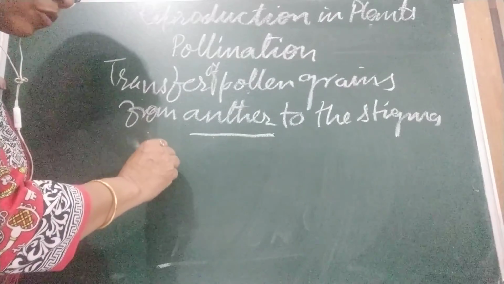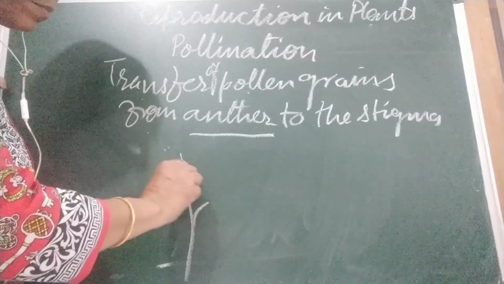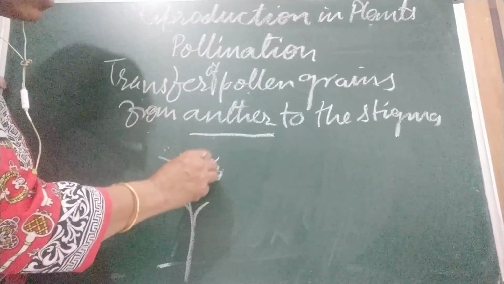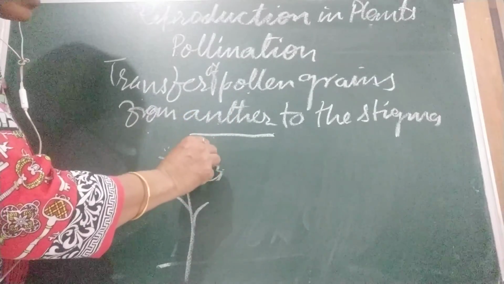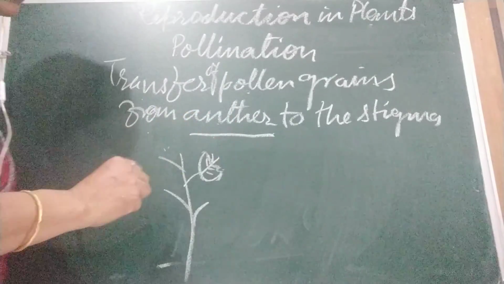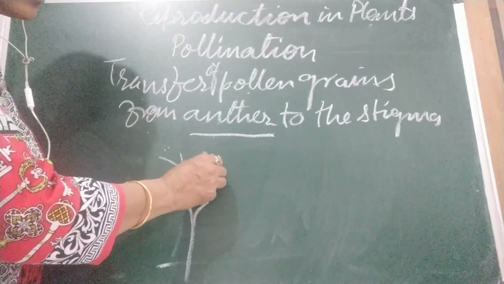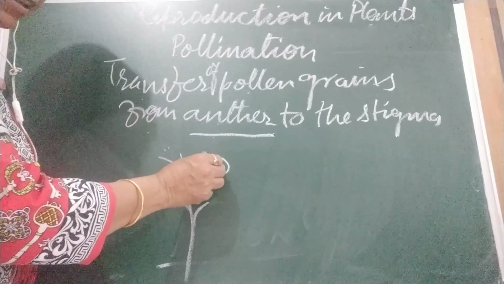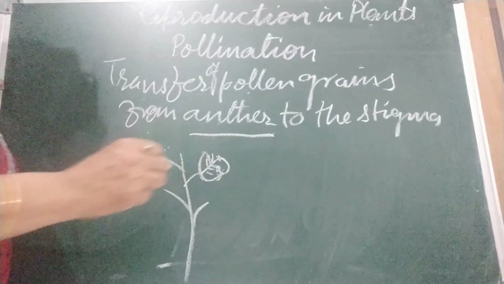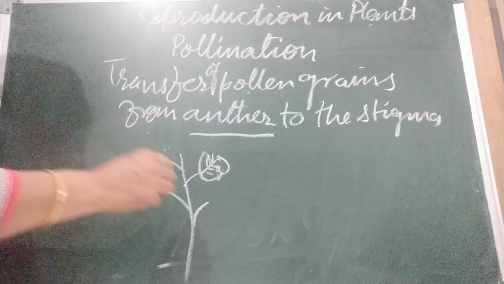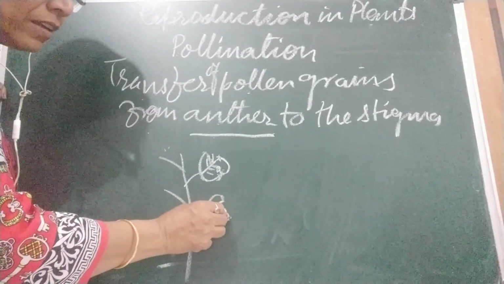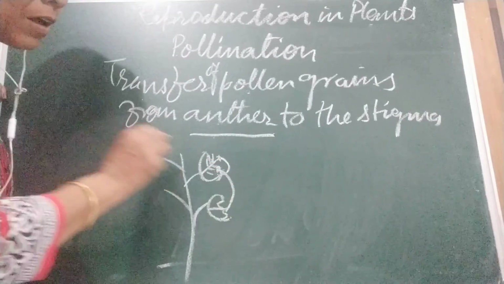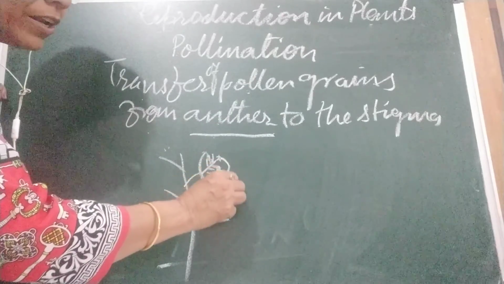Now children, you know that one plant is there. Suppose it has many flowers. This is a flower and it has both, like hibiscus. It has both the stigma and the anther. So pollen grains can move from the anther of the same flower and reach the stigma of the same flower or same plant. So from the anther of this flower to the stigma of this flower, the pollen grains transfer.